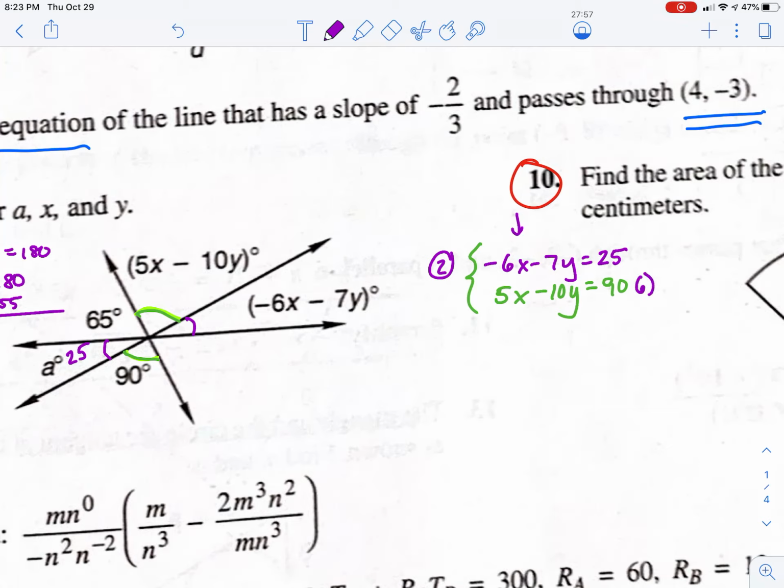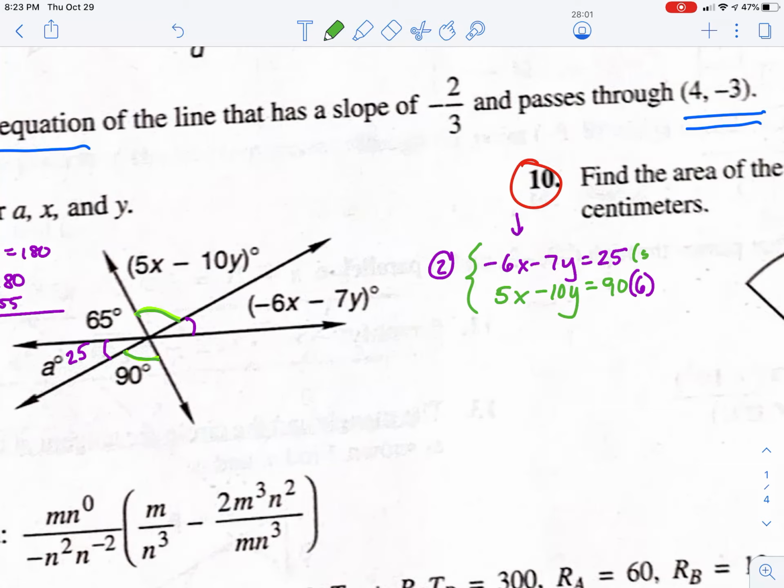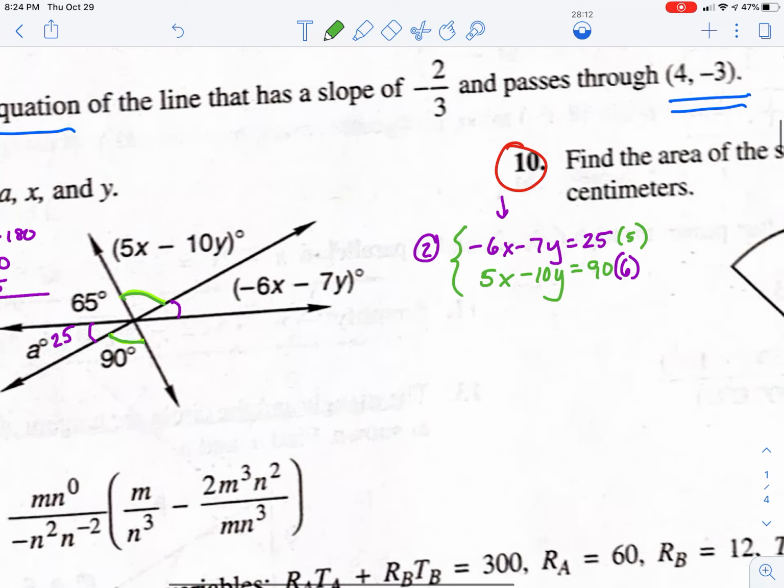So here we go. So we want to multiply by 6 here. And then I'll make this one green just so it stands out. And 5 here. Okay. So what I'm shooting for is to make my x terms negative 30 and 30, so that when I eliminate, I have something to eliminate. So here's the way this is going to roll.